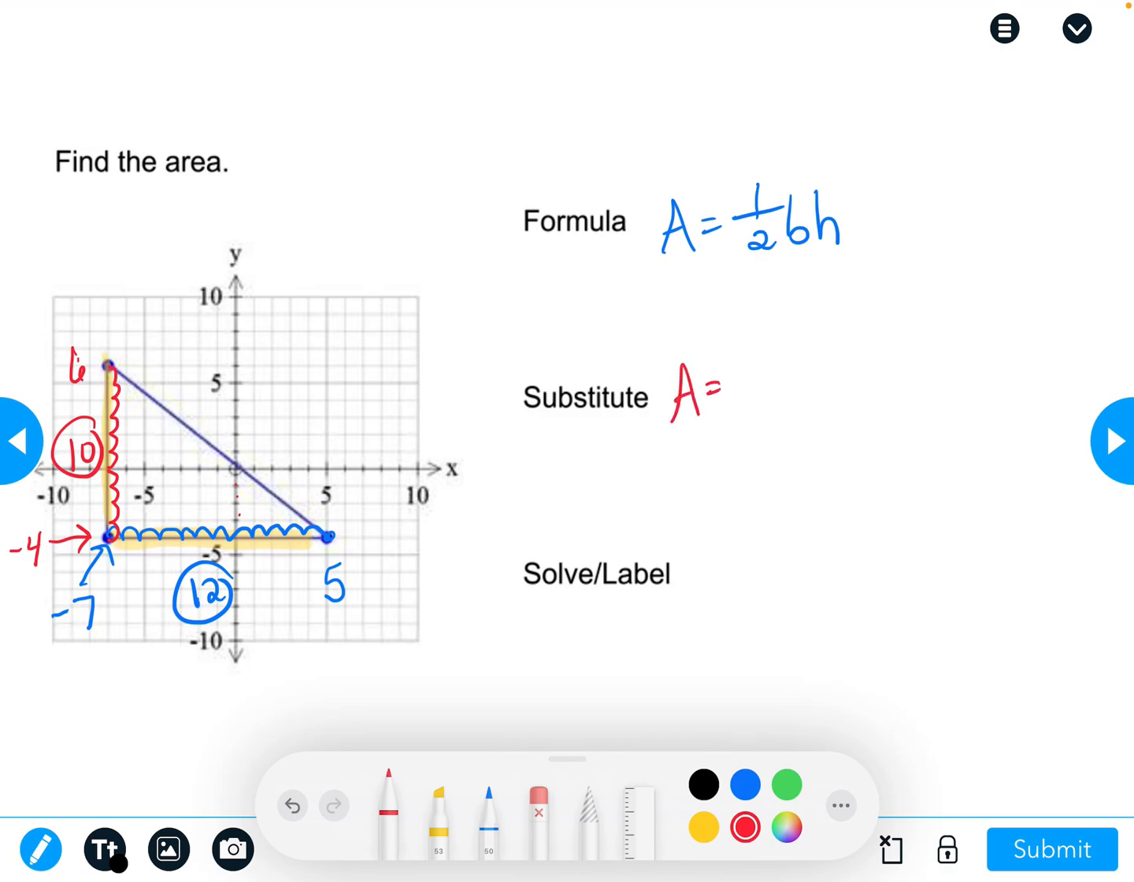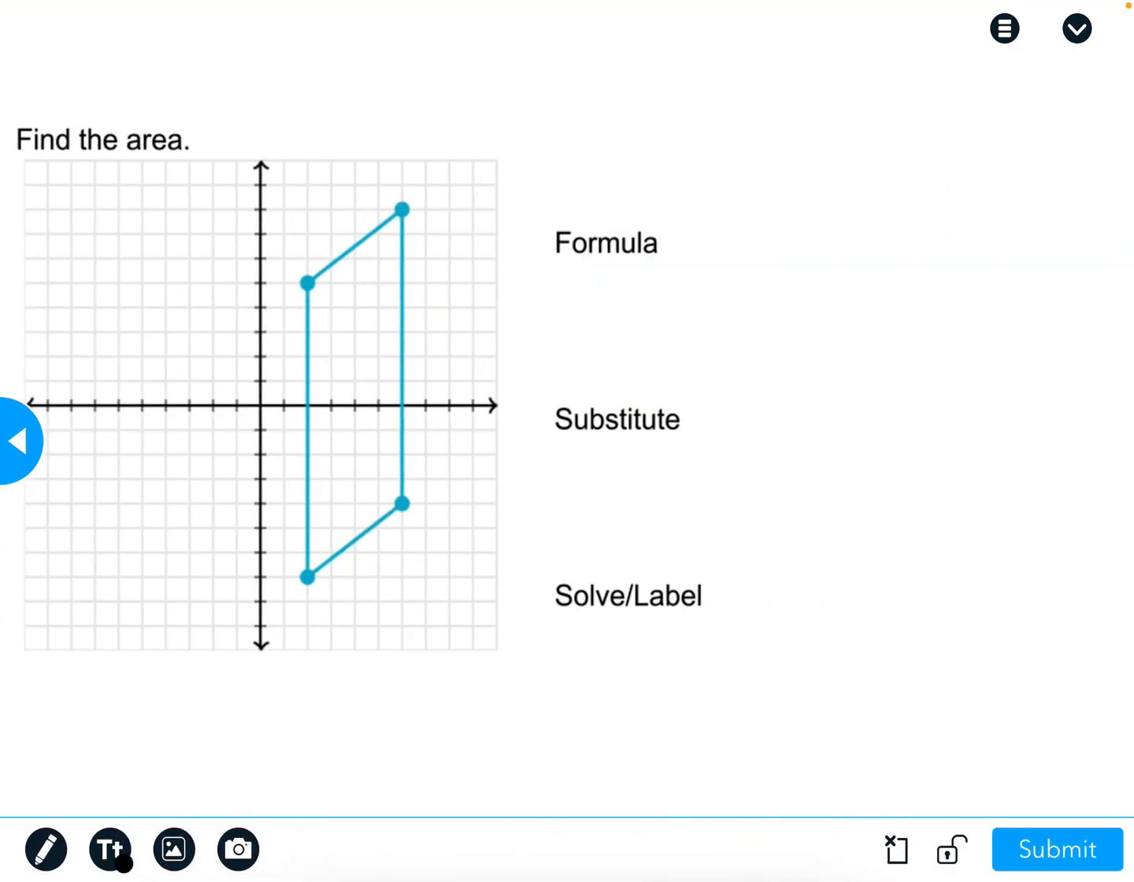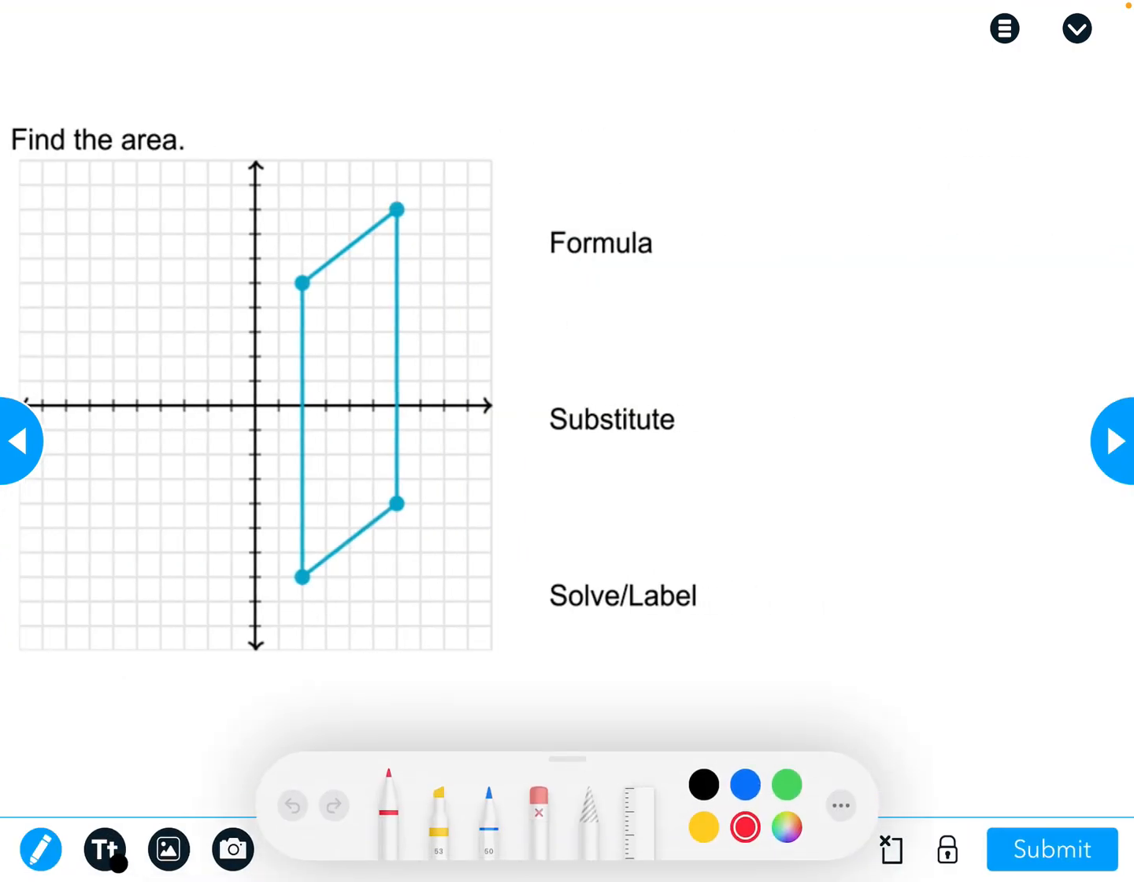So substituting in, we have 1/2 of 12 times 10. So 1/2 of 12 is 6 times 10 would give us an area of 60 square units. Now I have a parallelogram. I like this one because it makes you have to look at it kind of sideways. Remember that the bases, when you're looking on a coordinate grid, the base has to be along the lines of the grid. So here's a base, and our height would be straight up like that.